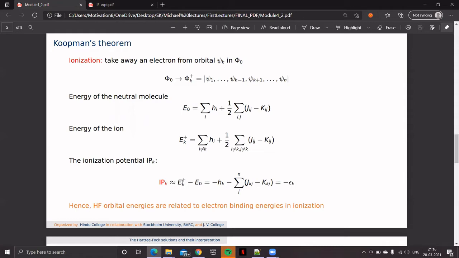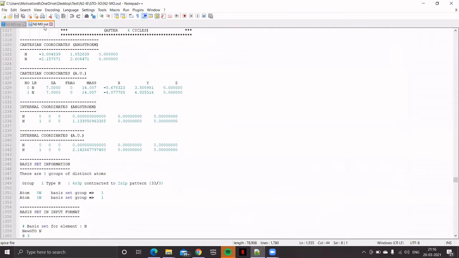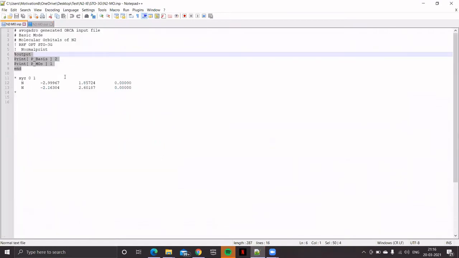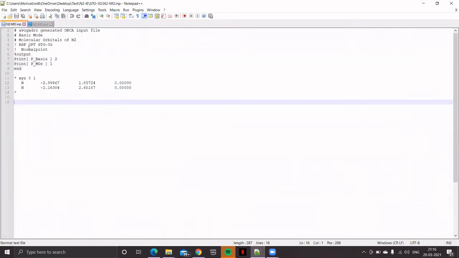We had optimized nitrogen molecule. Let's see the input file of our previous calculation. So that was the input file where we had used Hartree-Fock method. We did an optimization calculation using STO3G basis set. We had provided some extra additional information regarding printing of basis set and the coefficient of molecular orbitals. And that was the initial geometry.